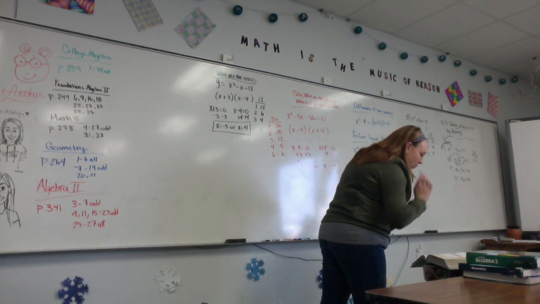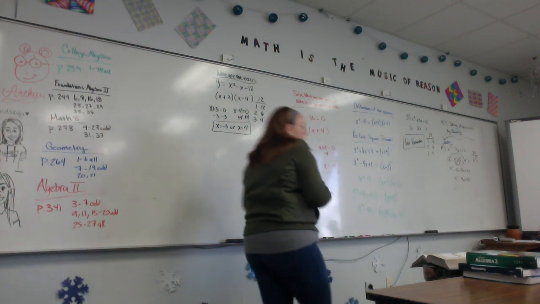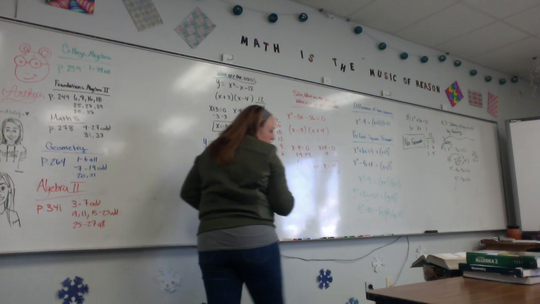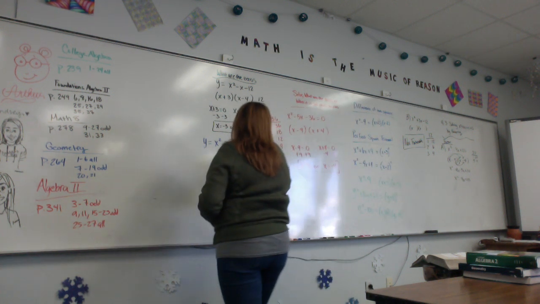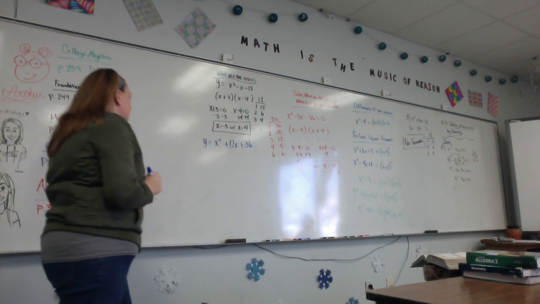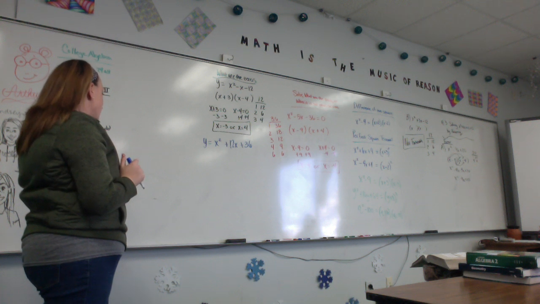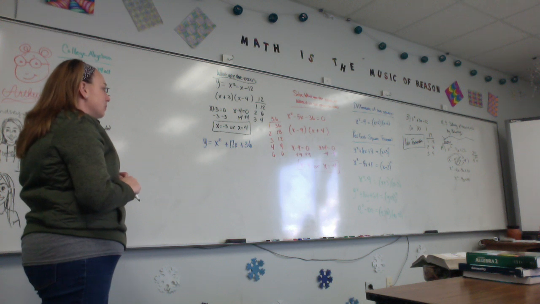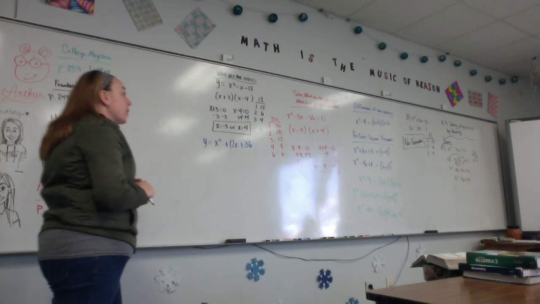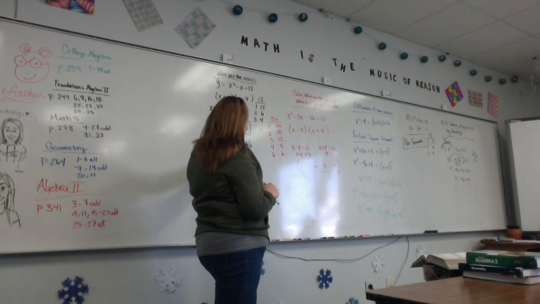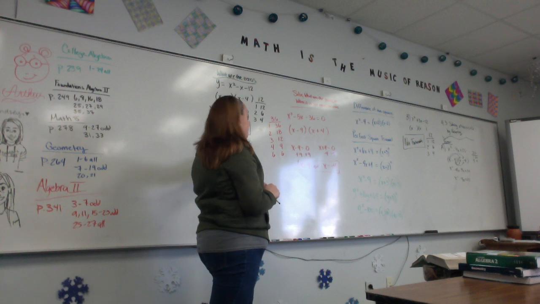Let's try one more, okay? What are the zeros of y equals x squared plus 12x plus 36? Y equals x squared plus 12x plus 36. What do I need to do? First of all, it's a perfect square. It's a perfect square trinomial. Okay, this is a perfect square. This is a perfect square. 6 and 6 can get me to 12.